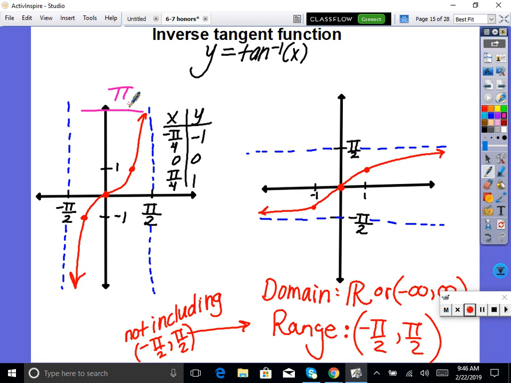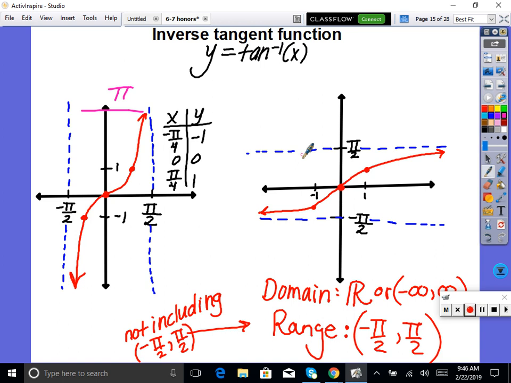So what do you notice about tangent inverse's domain? I can plug in anything. That is different than sine and cosine, where we're restricted from -1 to 1. But the outputs for tangent are between pi halves and negative pi halves, which is actually the exact same as sine. Quadrant 1 and negative quadrant 1.